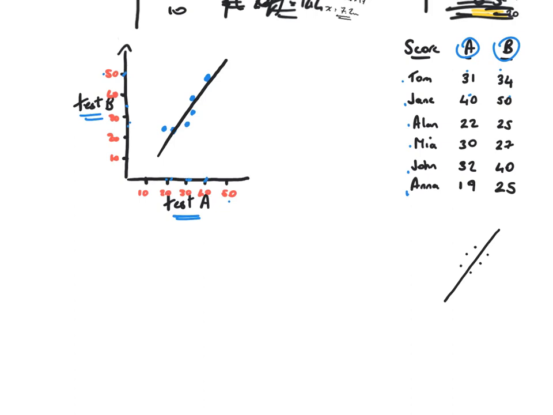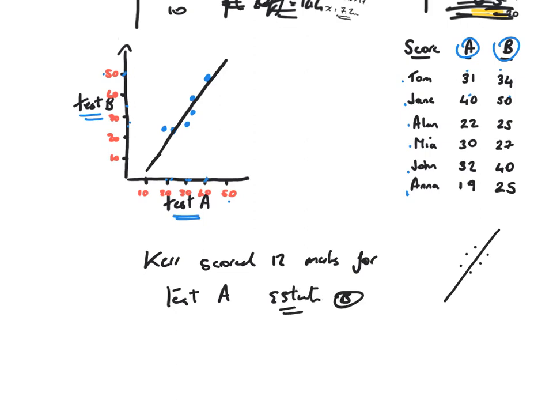Okay, the question then says that Kerr scored 12 marks for Test A, and the question is asking me to estimate his mark for Test B. It's just an estimate, and we're going to use this graph to do so. For Test A, 12 is about here. If we go up to the graph and along, that roughly gives me about 5 marks for Test B. So the estimate for Test B would be 5 marks.